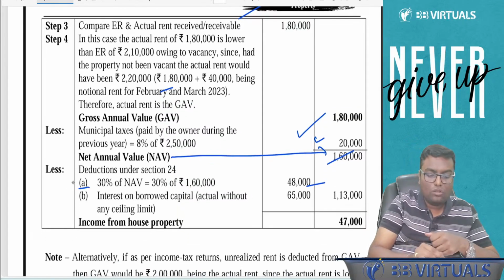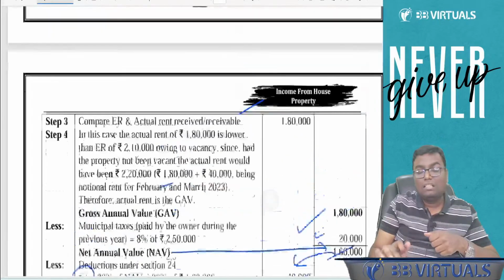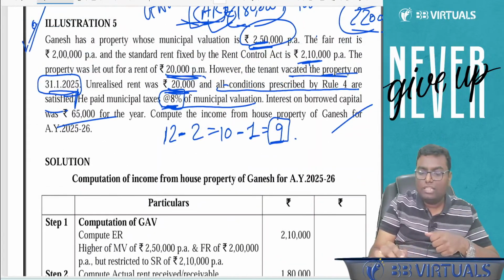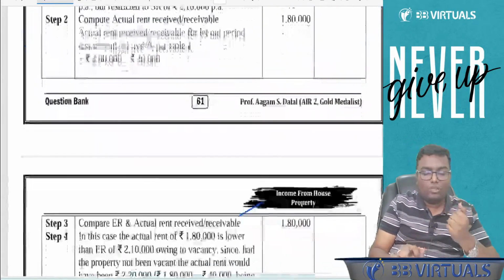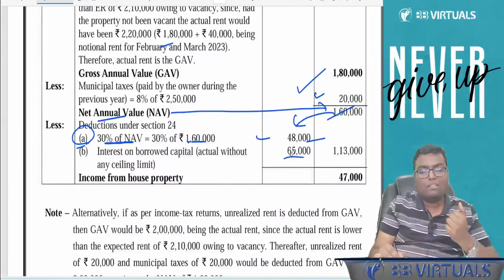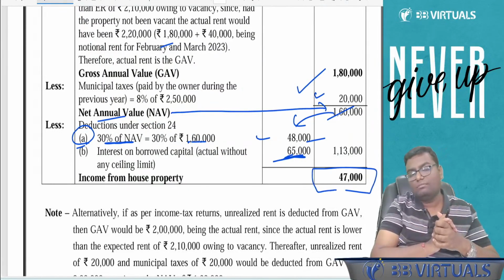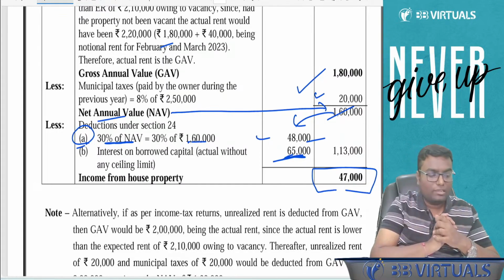First of all, 24 clause A, 30% of NAV, that is 48,000. Then the question says that interest on borrowed capital is 65,000 for the year. So 24 clause B ka deduction comes to rupees 65,000. Finally, income from house property will be 47,000. It can be a 5-marker question over here.